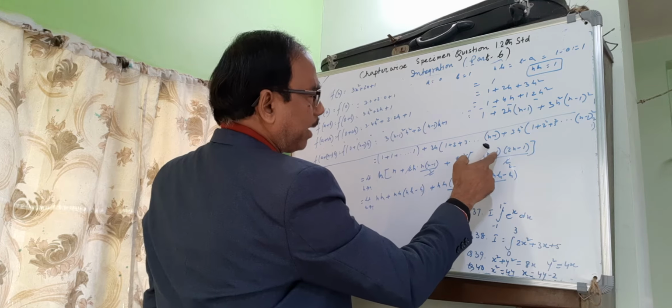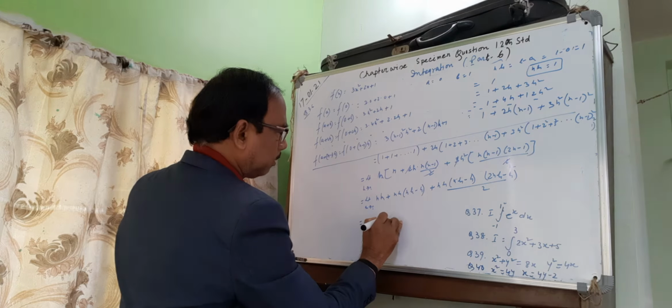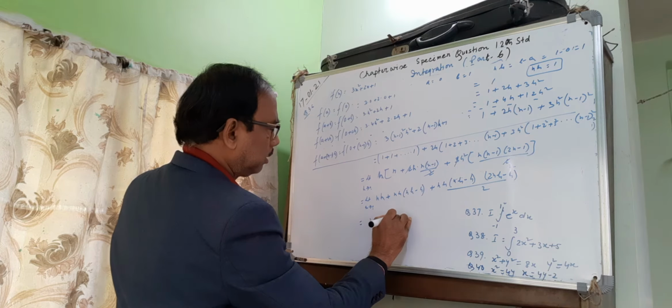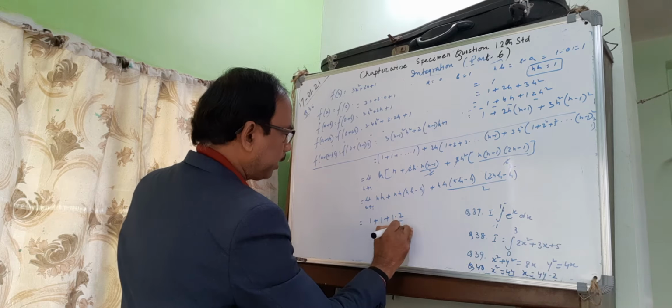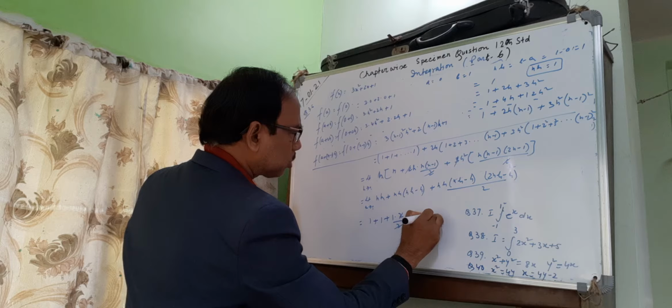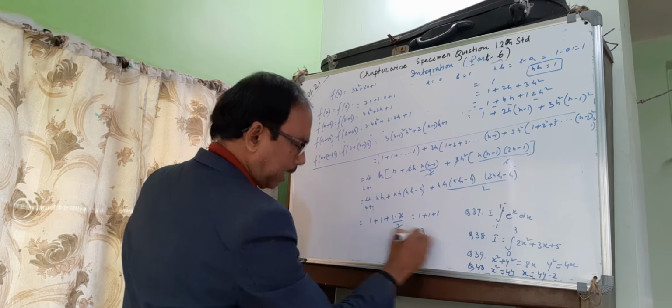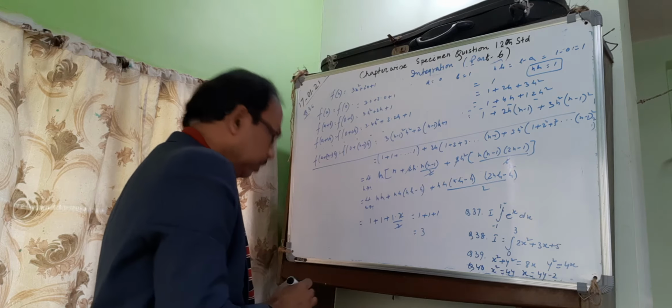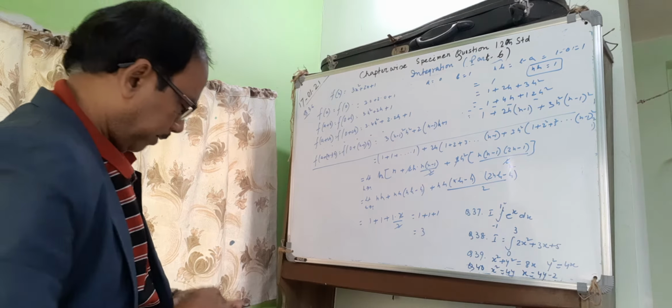Now nh value is 1 plus h tends to 0, that is 1 plus, here nh is 1 into 2 by 2, that is 1 plus 1 plus 1, that is answer is 3. Next, sum number 37.